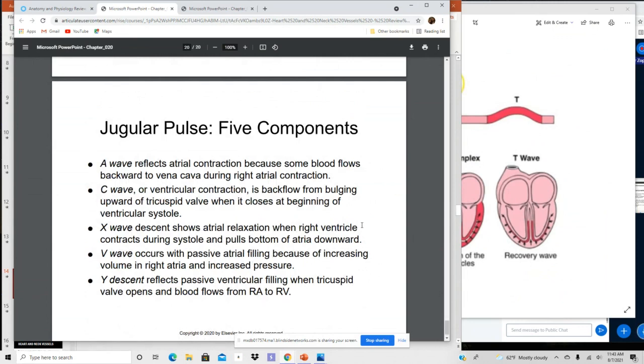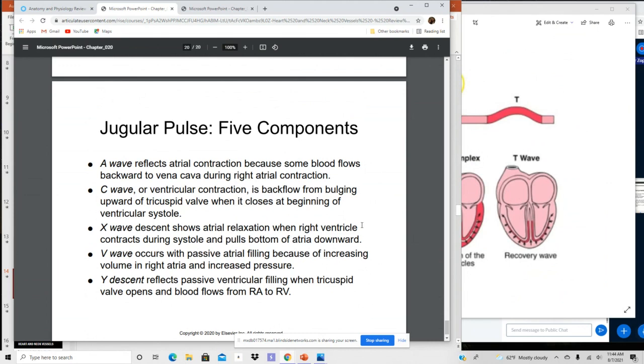The A wave reflects atrial contraction because some blood flows backward to the vena cava during right atrial contraction. The C wave, or ventricular contraction, is backflow from the bulging upward of the tricuspid valve when it closes at the beginning of ventricular systole. The X wave is the descent that shows atrial relaxation when the right ventricle contracts during systole and pulls the bottom of the atria downward.